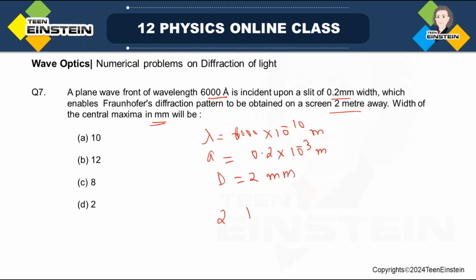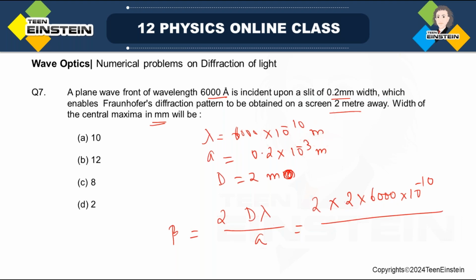So we know this will be 2d lambda by a, right? This is the width of the central maxima. So 2 into d. D is 2 meter. Lambda is 6000 into 10 to the power minus 10 meter. 2d lambda by a, where a is given as 0.2 into 10 to the power minus 3, that means 2 into 10 to the power minus 4.